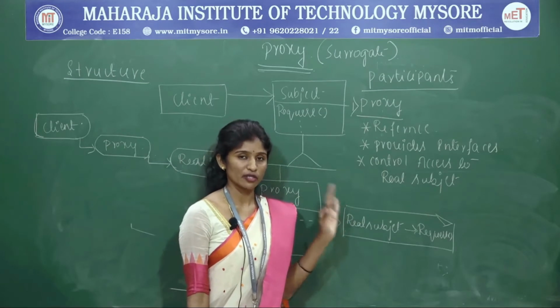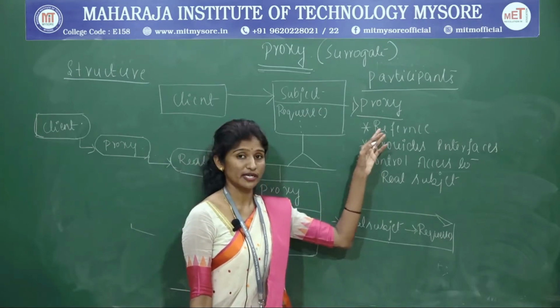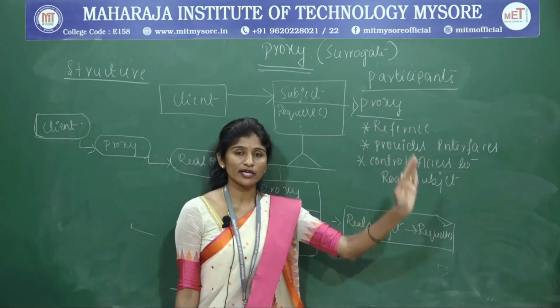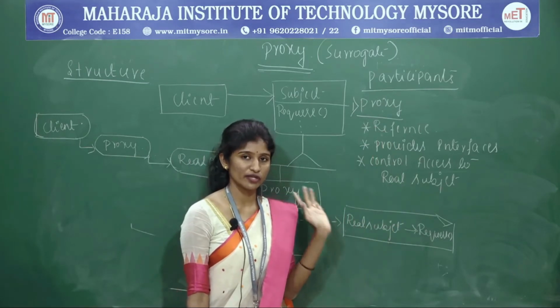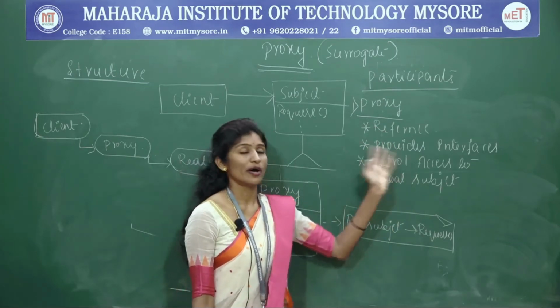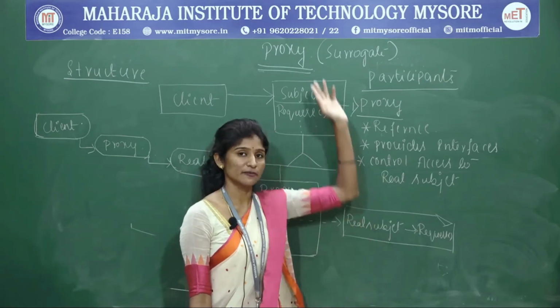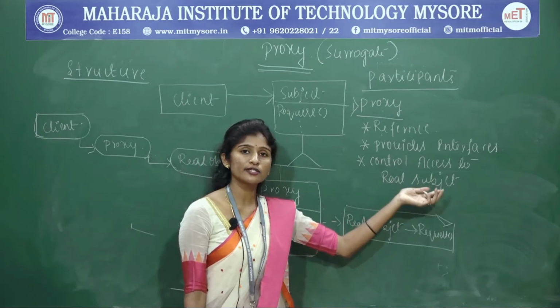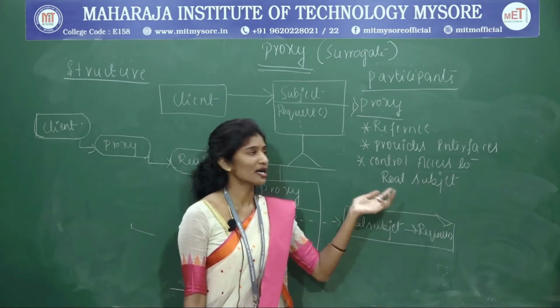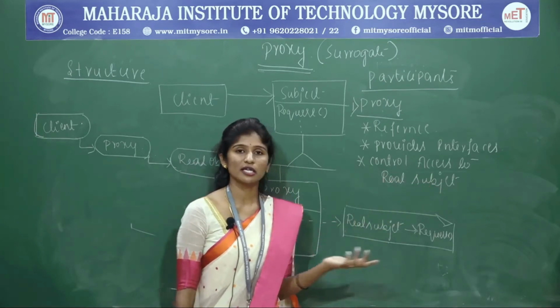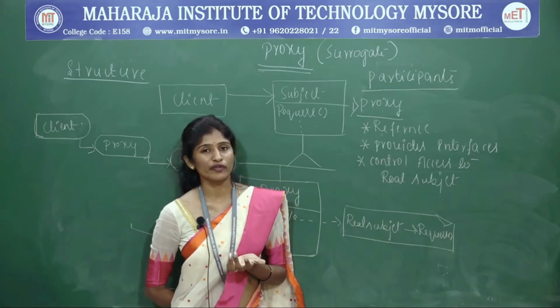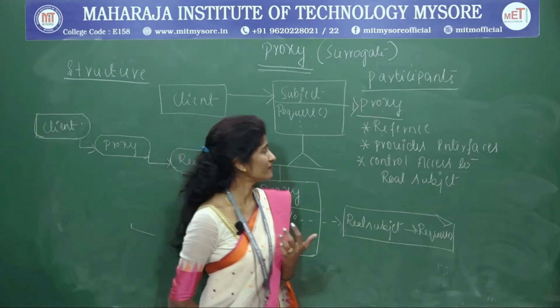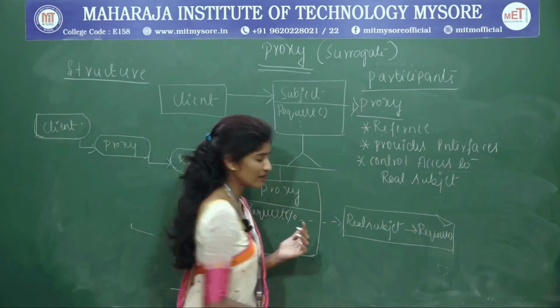In the proxy design pattern, this is a major participant and it is going to provide the reference for the real subject. It also provides the same interface as the subject interface to a real subject, and then it controls the access to a real subject. Controlling access is nothing but creating and removing the same. So that is the first participant. Next we will see the second one.